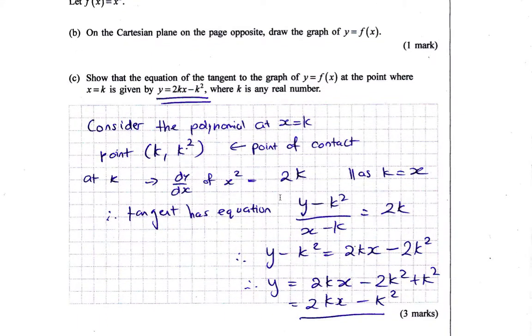So, the tangent hence has the equation of y take the y coordinates, so it's y take k squared, and then x take the x coordinates, so it's x take k, and that's equal to dy/dx, which we found to be 2k when x equals k.